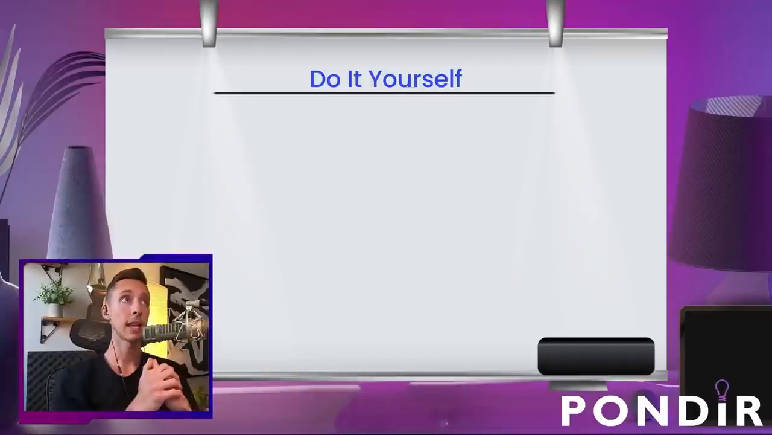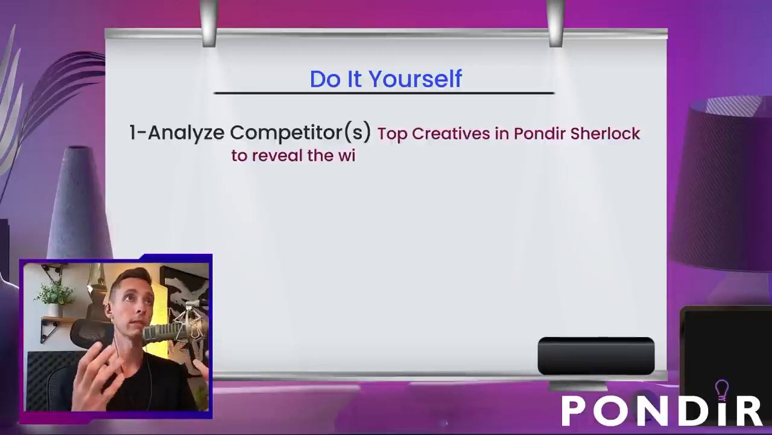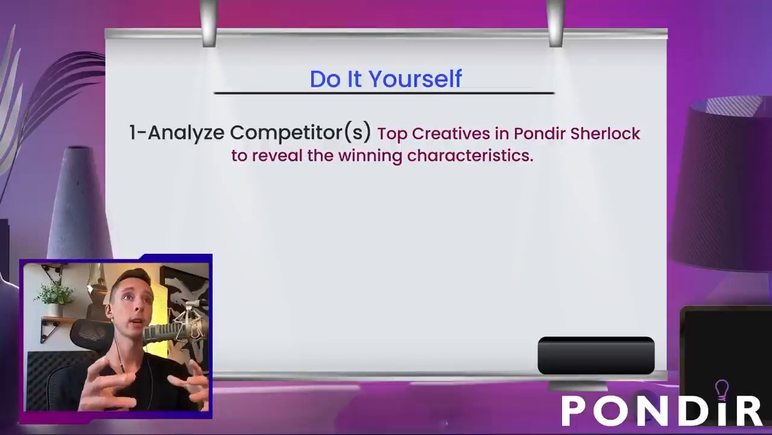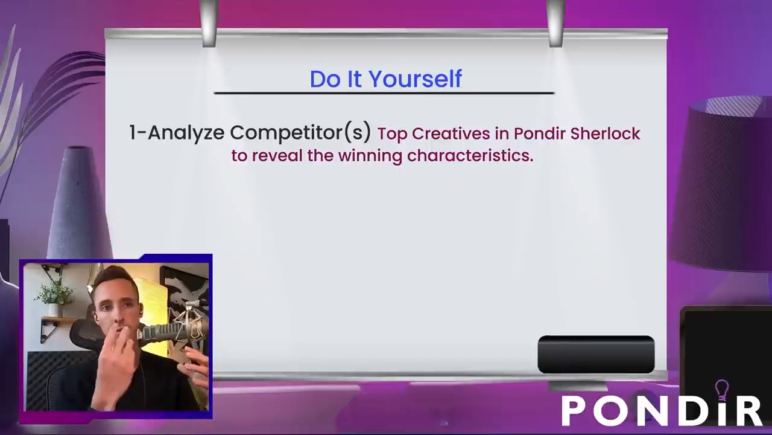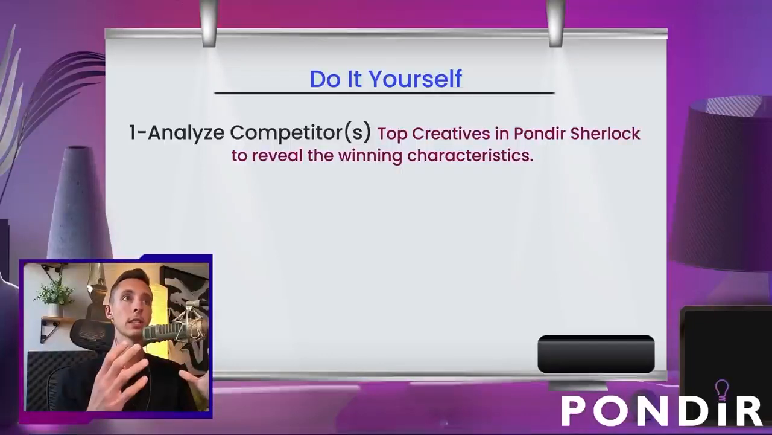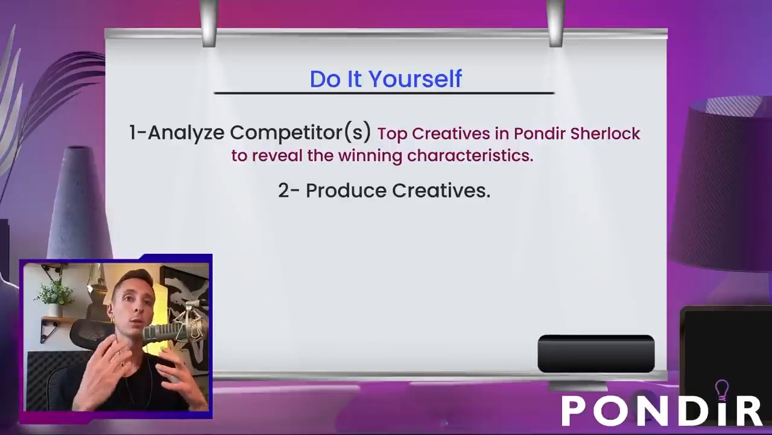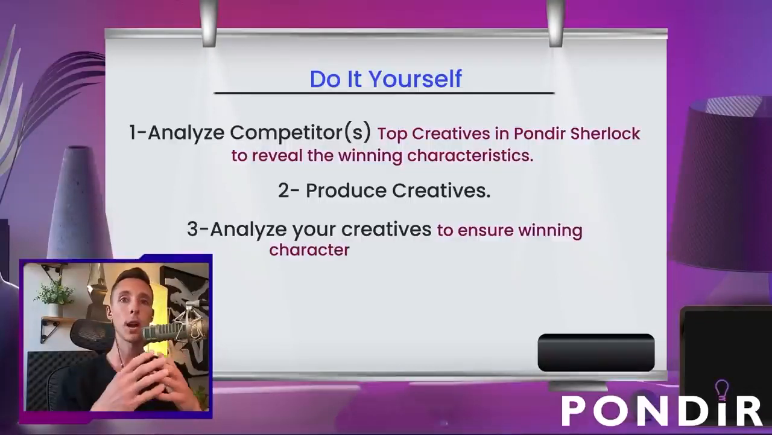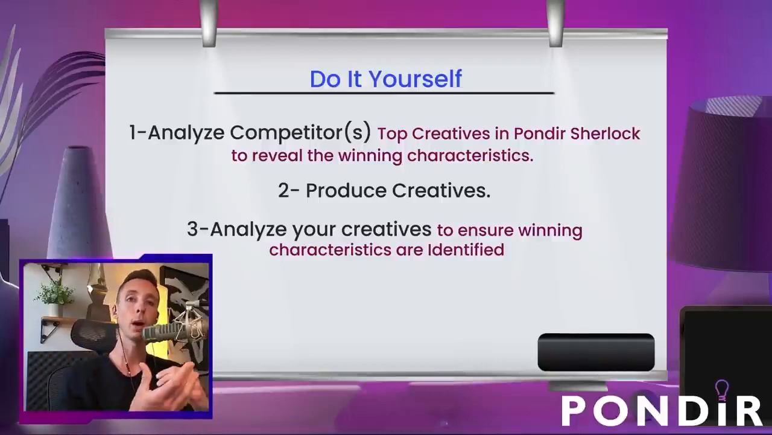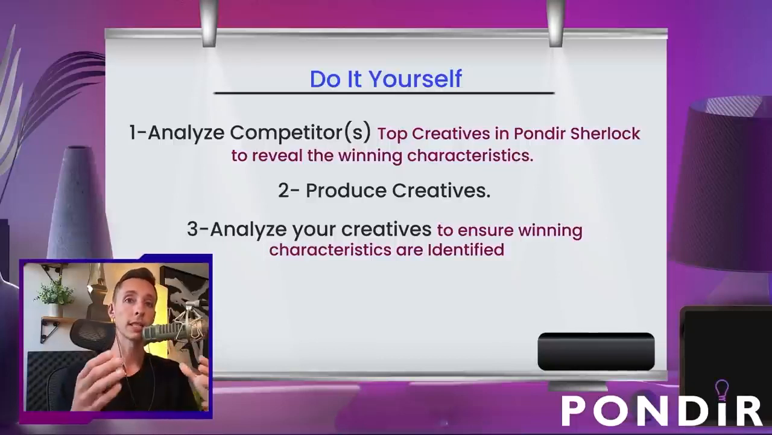This is the process that you'll need to follow to really find success with the creatives that you build. First, analyze your competitors' top creatives in Ponder Sherlock, as we did in the last lesson, and reveal the winning characteristics. So the facial analysis, the age ranges, if they're smiling, and so forth. Take those characteristics and produce creatives that you feel match and align with those characteristics. Then, once you're done creating those in Photoshop or creating the video, re-upload your version to Ponder Sherlock and ensure that the characteristics that the AI finds align with your competitors' top ads.